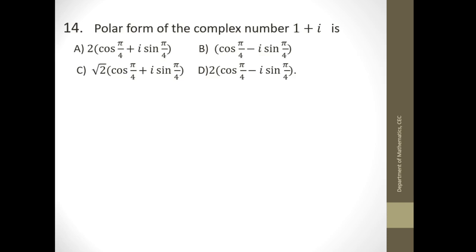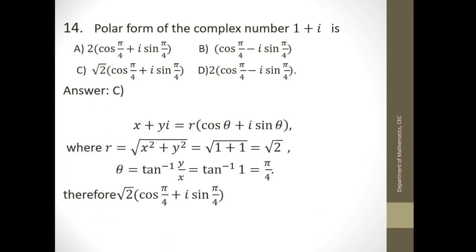The polar form of the complex number 1 plus I. Here R is the square root of 1 plus 1, that is root 2, and theta is tan inverse y by x. Tan inverse 1 is pi by 4, since tan pi by 4, 45 degrees, is 1. Therefore, the polar form is R cos theta plus I sin theta, root 2 cos pi by 4 plus I sin pi by 4. The answer is C.